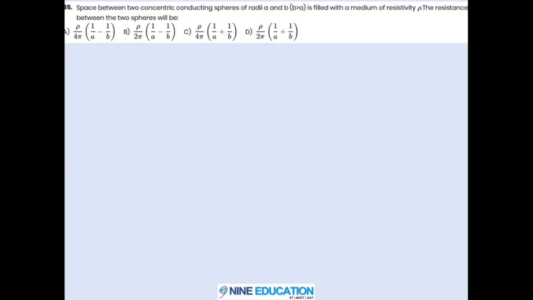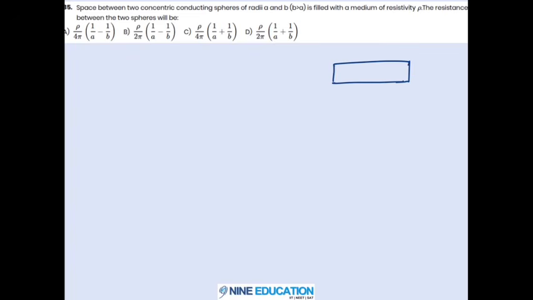The space between two concentric conducting spheres of radius A and B, where B is greater than A, is filled with a medium of resistivity rho. The resistance between the two spheres is how much? First of all, forget about spheres. Let us talk about what we already know.